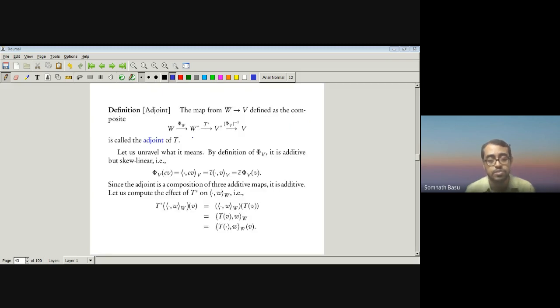So the point is that this is something you can check very easily. What I'm trying to say is that this map is a composition of three maps, two of them being skew linear, so the total thing is linear. That's what I'm trying to write out here: if you unravel it and put a v here, you'll see that this is precisely what I did.